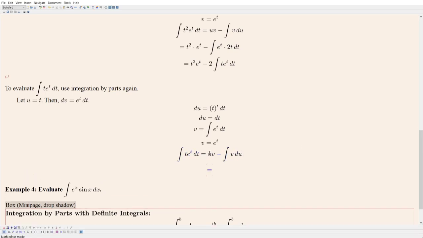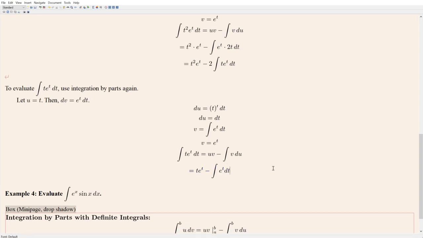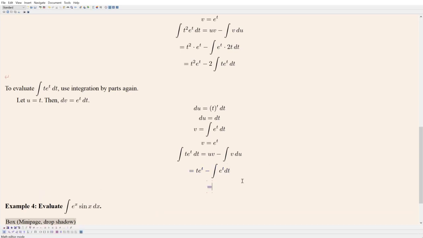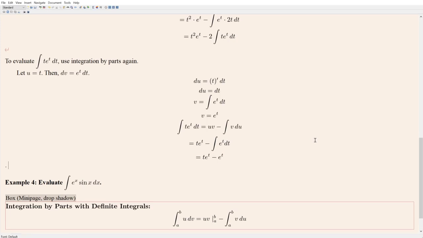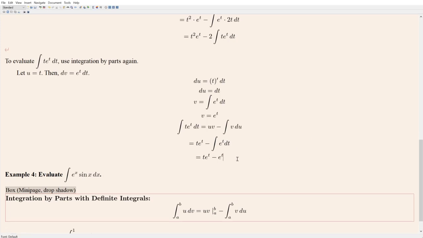So let's see. u is t, v is e to the t, minus integral v, that's e to the t, du, that's dt in this case. Okay, and now we are in the position where we can actually evaluate this, because the antiderivative of e to the t is just e to the t again. And I'm not putting a plus c because we don't need to do that until the very end. Like I said, this is just an intermediate step.